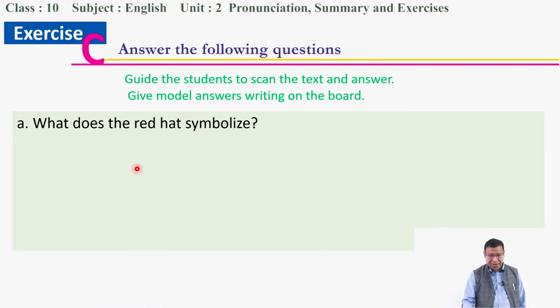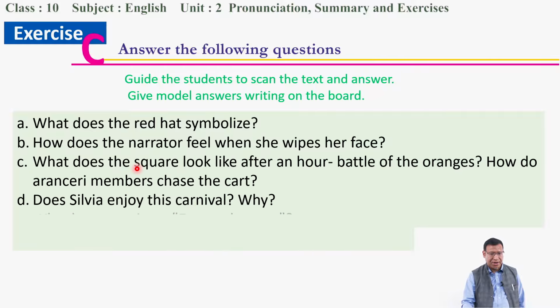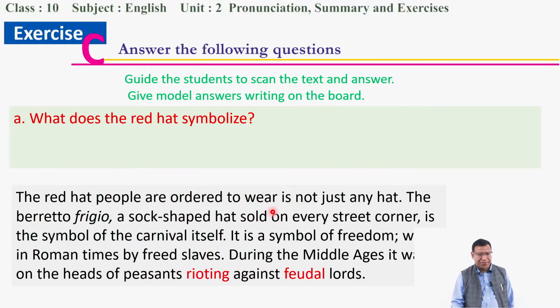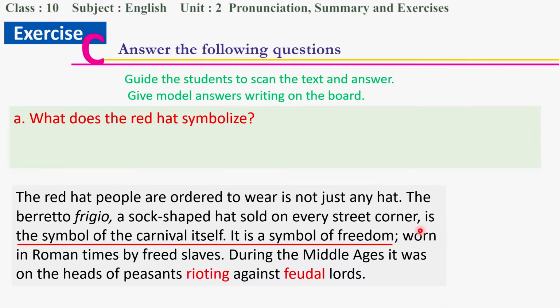All right, look at this paragraph. It is in the second paragraph. We have to look at the words red hat and symbolize. So here is the red hat, and then here is the word symbol. It clearly says here, symbol of the carnival itself, a symbol of freedom. So now you can answer.